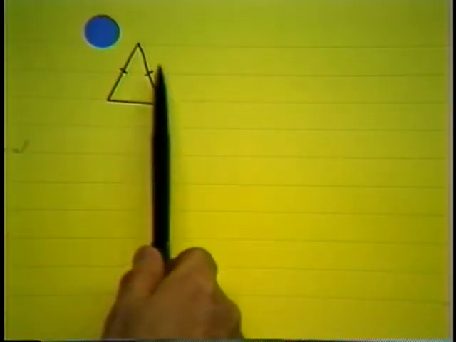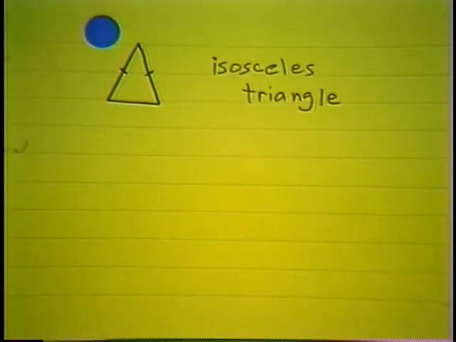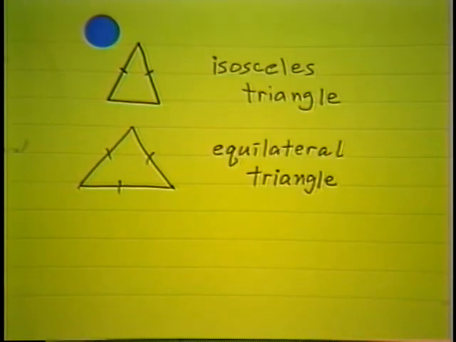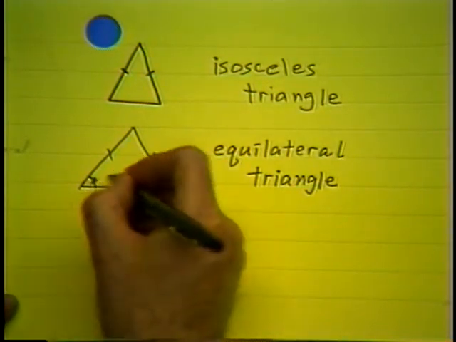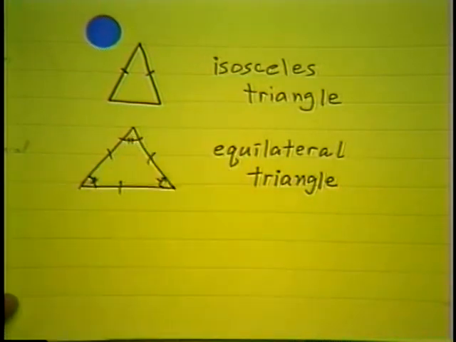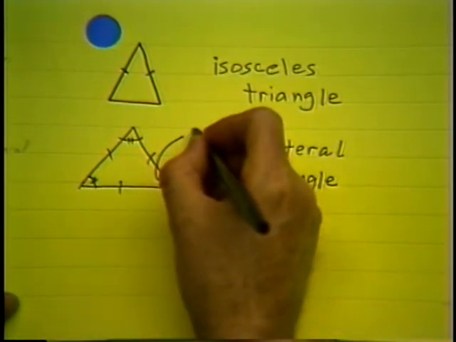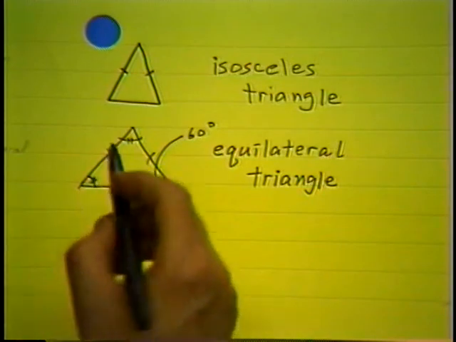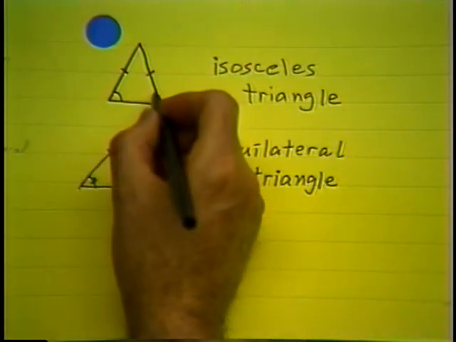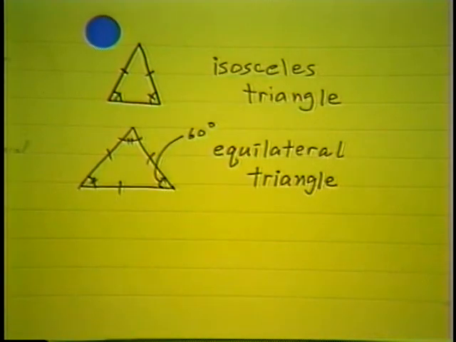A triangle with two sides equal is called an isosceles triangle. A triangle in which all three sides are equal is called an equilateral triangle. By the way, it also happens that all of the angles are equal as well. And furthermore, they're all equal to 60 degrees each. Now, in an isosceles triangle, the angles attached to the two equal sides are also equal. And the third angle can be different than those two, and usually is.